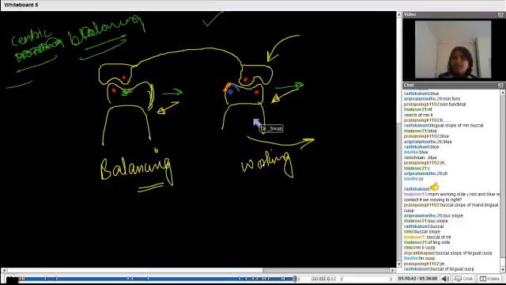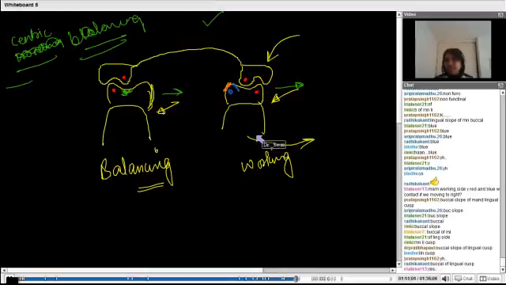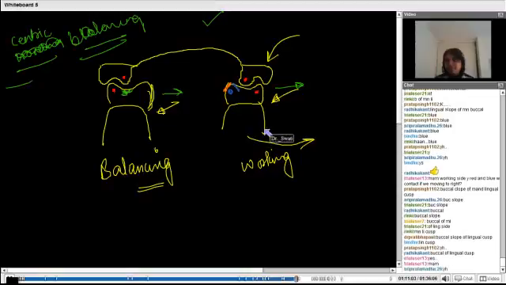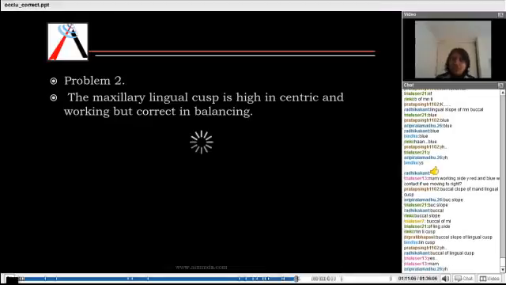See, working side, you're moving your mandible outwards. So this is the working side. You're moving your mandible outwards. So this cusp will go with the mandible, and obviously it will grind against this cusp, right? Get it? So clear with this question.